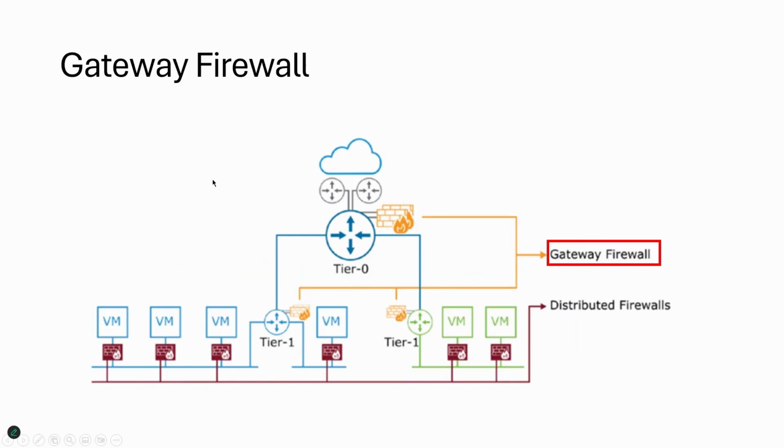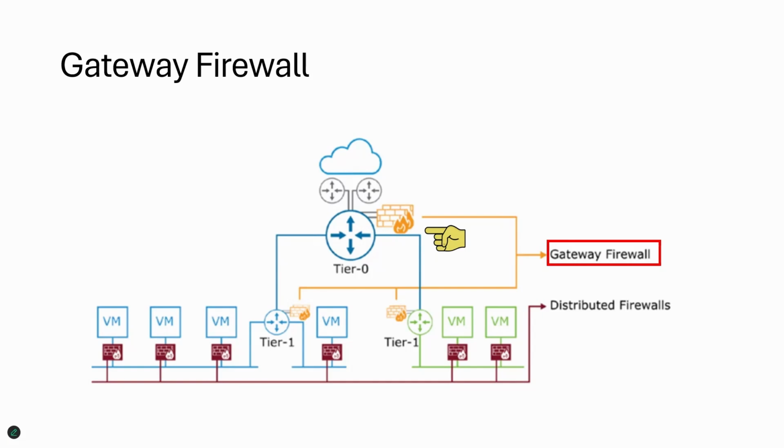Now let's talk about the gateway firewall. Gateway firewall runs on the NSX edge node. In the previous slide, we discussed the distributed firewall, which I told you runs on the ESXi nodes. So here the gateway firewall runs on the NSX edge nodes. It is attached to tier 0 or tier 1 gateways, whereas the distributed firewall is attached very closely to my VMs. Here this is attached to tier 0 or tier 1 gateways.